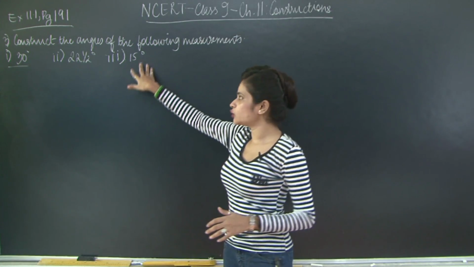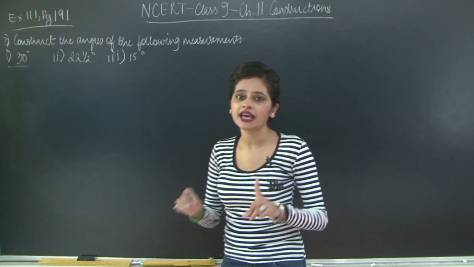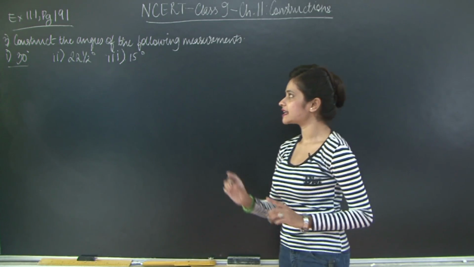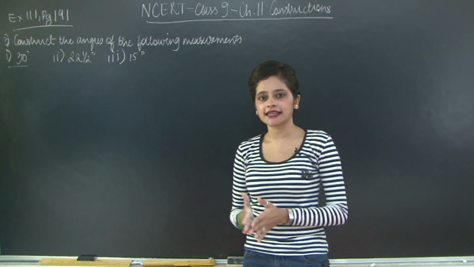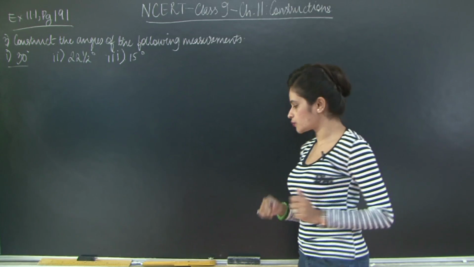And for this one, again you will need to go through the third basic construction, that is drawing an angle of 60 degrees. So we will further bisect it to 30 degrees and bisect those 30 degrees to get 15 degrees. So let's get started with the first one.